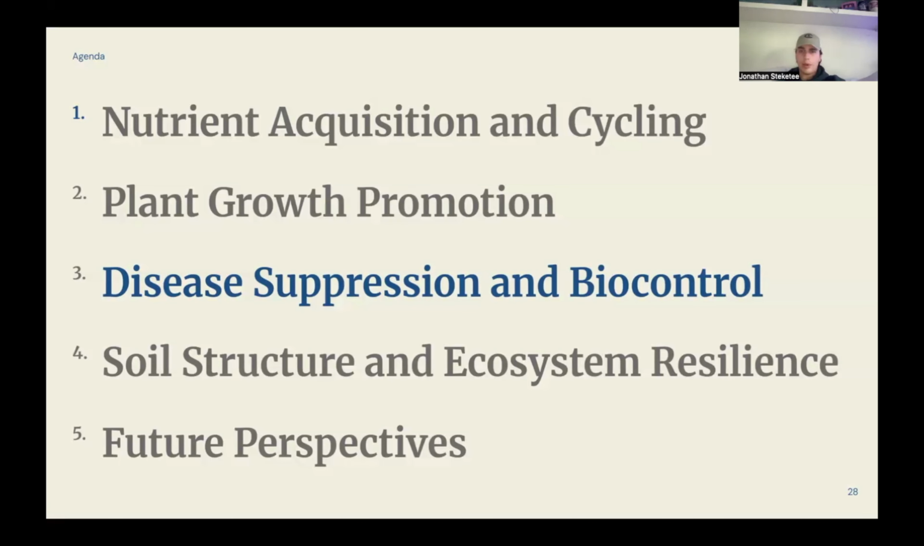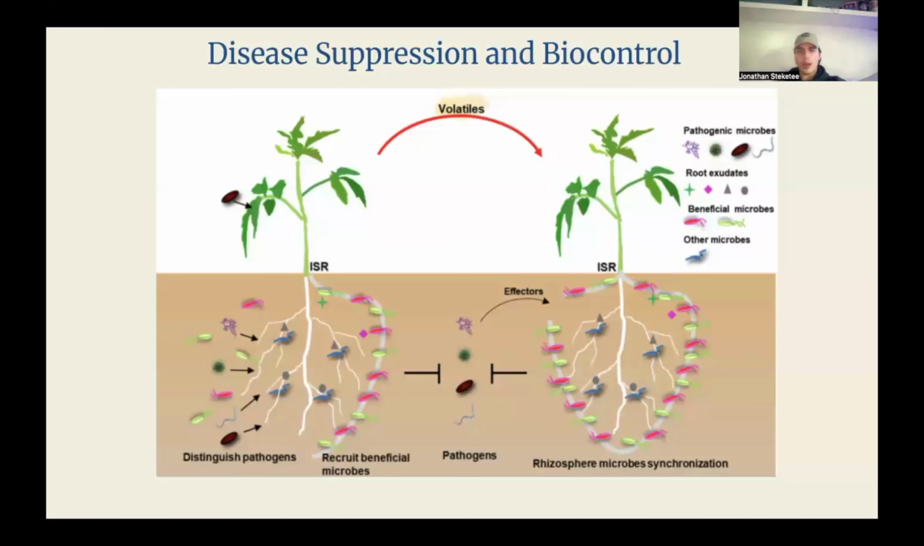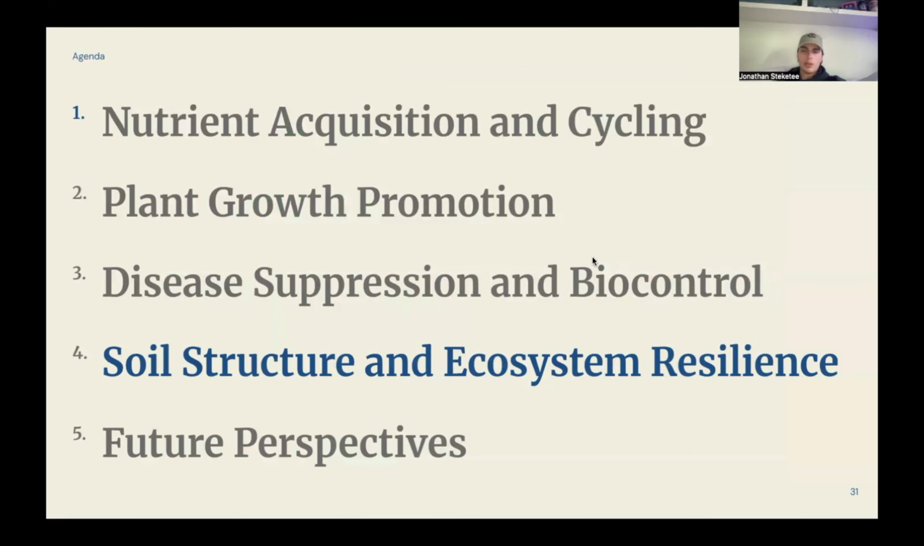Moving on to disease suppression and biocontrol, the overall idea here is producing antimicrobial substances that protect the plant roots from harmful pathogens. With this natural defense in place, plants can focus their energy on growing and reproducing instead of fighting infections, which is just going to create a stronger, more resilient plant. That's what I'm getting into here with the optimized energy allocation, deciding where the plant wants to put its energy because it doesn't have to worry about these pathogens. As you can see, this front line of defense is giving an inhibiting effect on these pathogens, allowing for more growth.